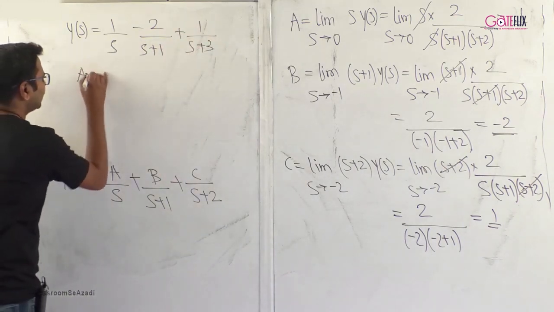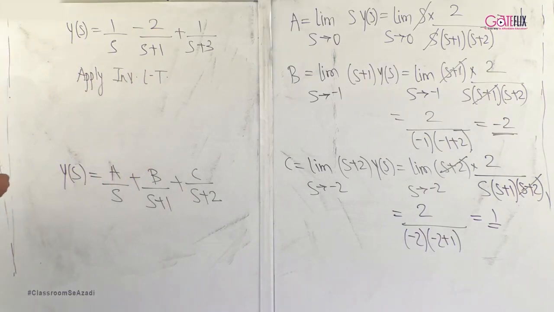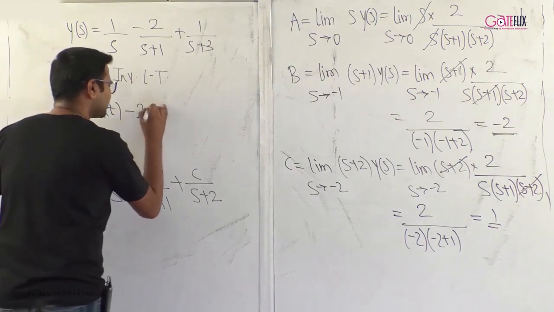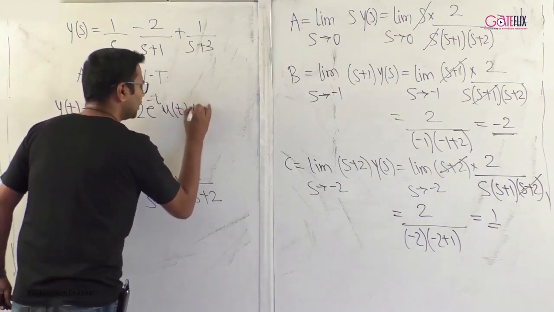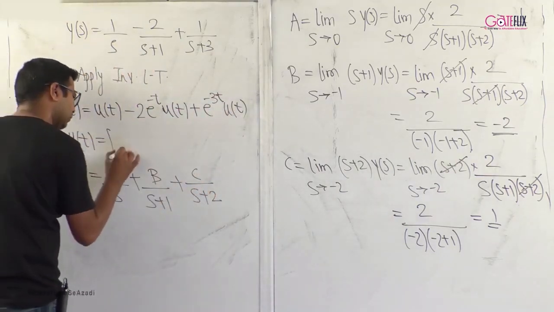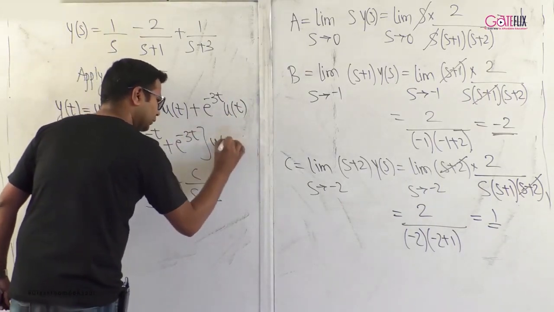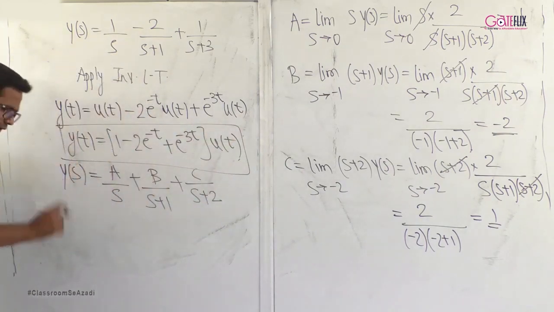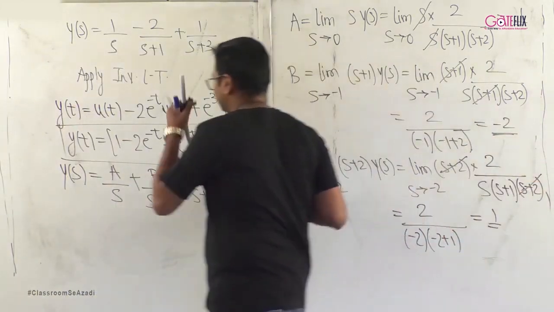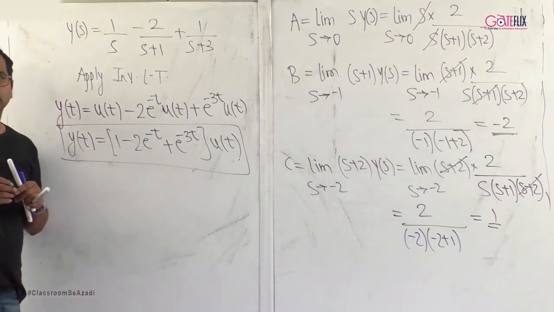If we apply the inverse Laplace transform, y(t) comes out to be u(t) minus 2 e^(-t) u(t) plus e^(-2t) u(t). So y(t) will be equal to (1 minus 2e^(-t) plus e^(-2t)) into u(t). That will be the final answer for y(t).